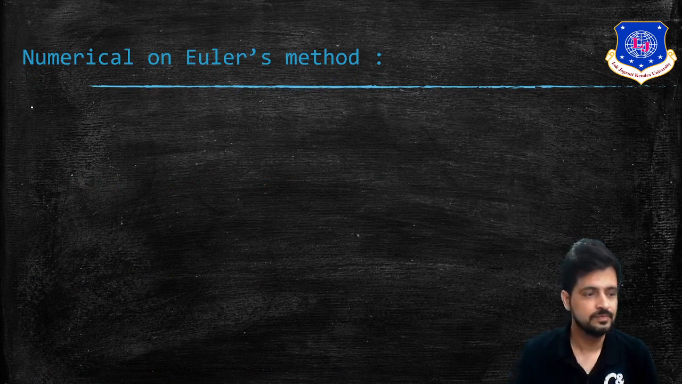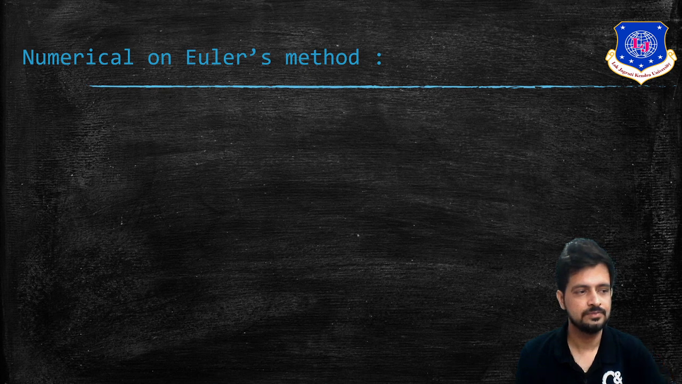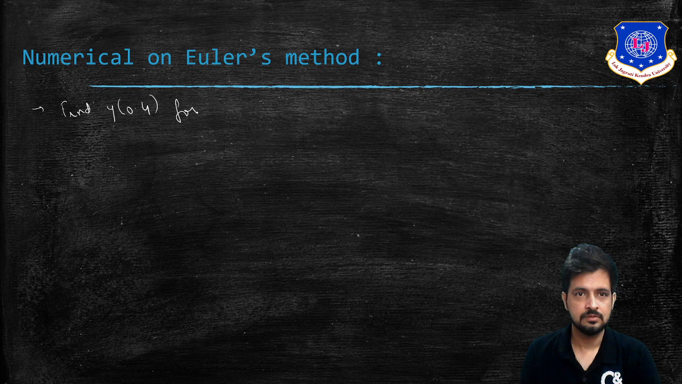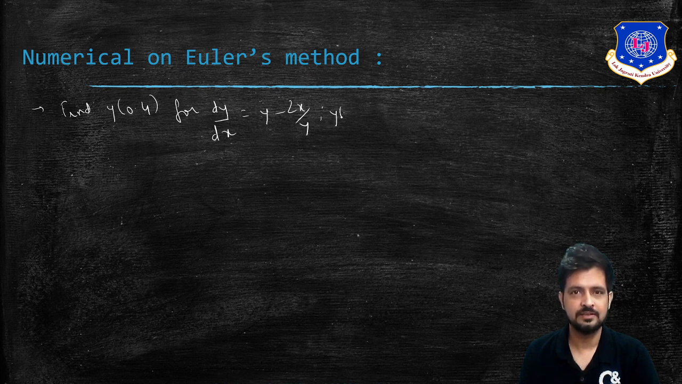See what is given. Let us consider one numerical. Find y of 0.4 for dy by dx is equal to y minus 2x by y, and the initial value is given, y of 0 equals 1, and we have to take h is equal to 0.1.